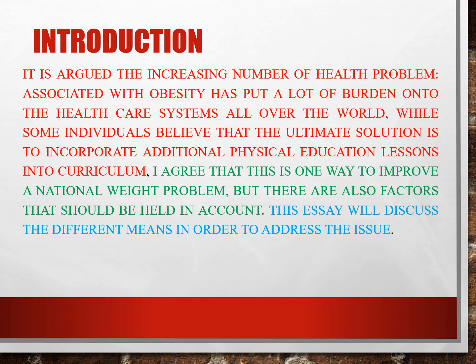Now, from here, I'm starting my thesis statement. In green, you see this is my thesis statement. I agree that this is one way to improve a national weight problem, but there are other factors that should be taken into account. Once I finish this, I begin my outline statement. That is, this essay will discuss the different means in order to address the issue.